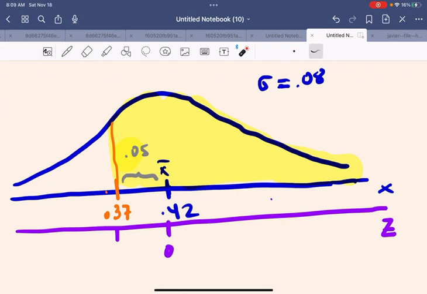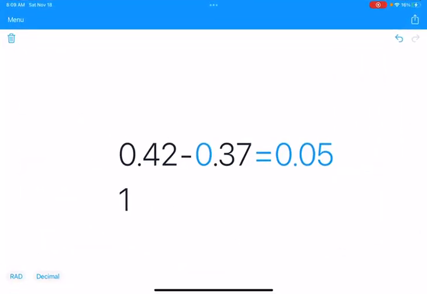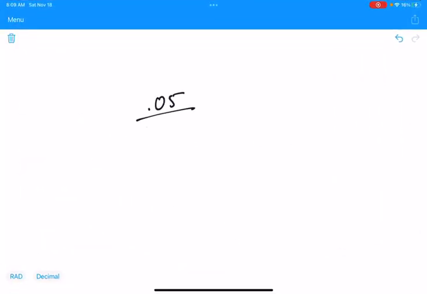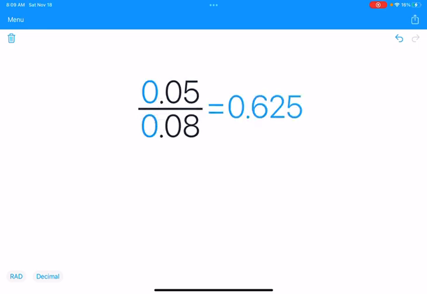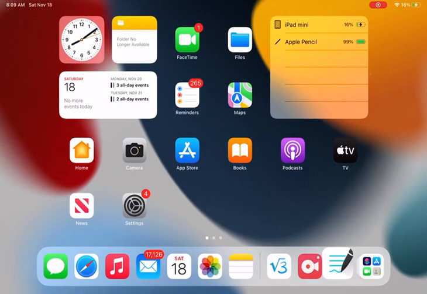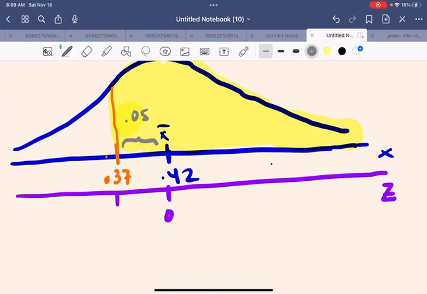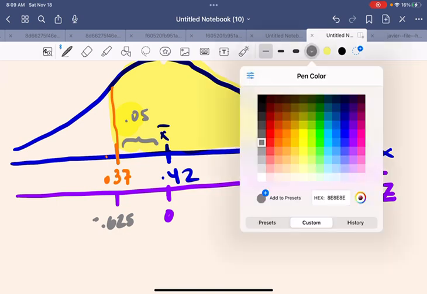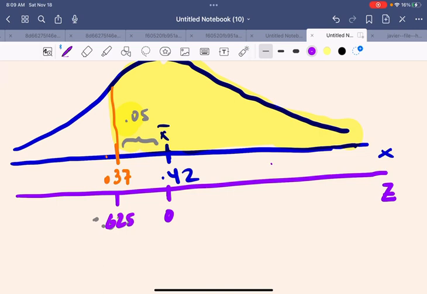The way we figure out how many standard deviations is we divide the two. So we go, okay, 0.05 divided by 0.08. How much is that? That's 0.625, negative. Actually, we go with the purple color there because that's the z-axis. So that's how you find the z-coordinate that corresponds to that coordinate. You can translate here by dividing the difference between them by the standard deviation.